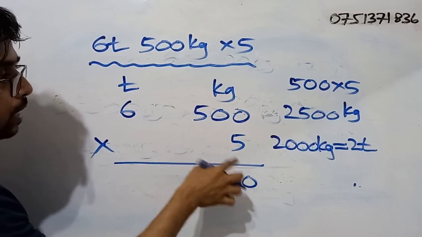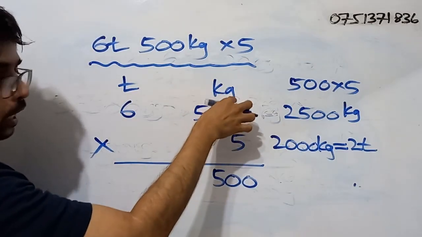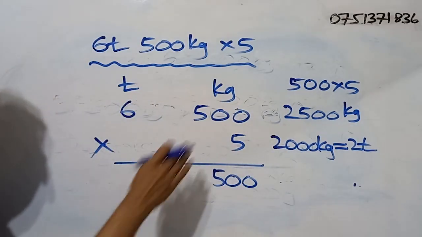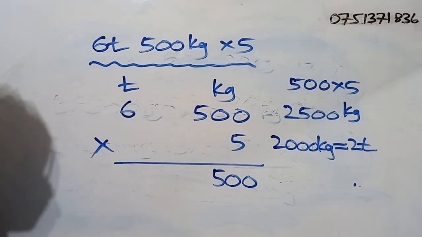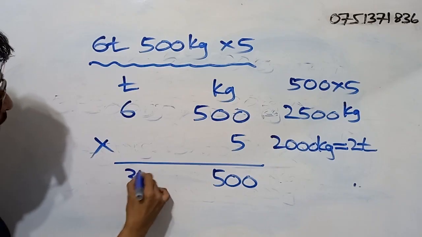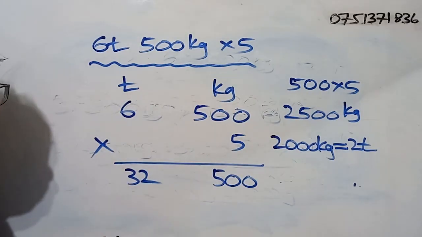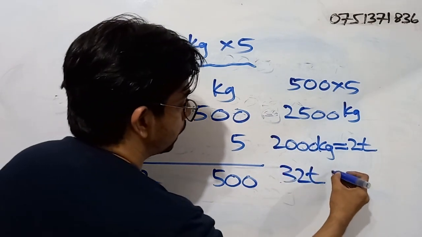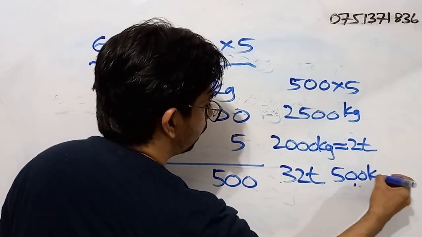So now we have done multiplying kilograms. So we have to multiply the metric tons part. 5 into 6, what is that? 30. To that we add a 2. Don't forget that, huh? So this becomes what? 32. So just as before, we get the same answer. So here, what's the answer? 32 tons and 500 kilograms.